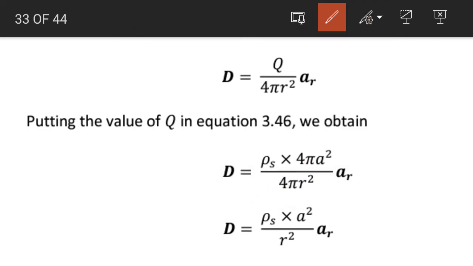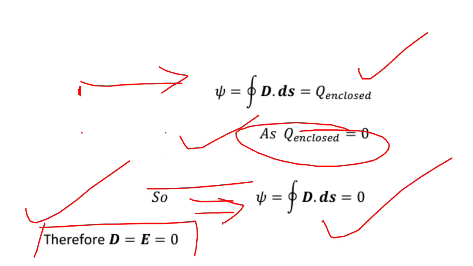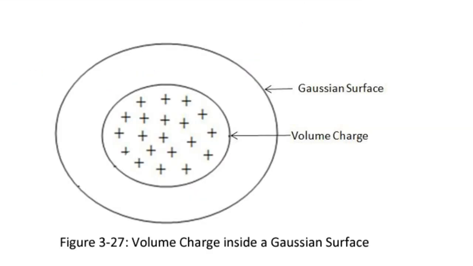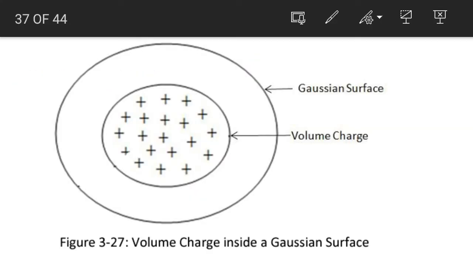Now we talk about the first equation of Maxwell. Let us talk about the first equation of Maxwell. So we assume that the charge is uniformly distributed in a volume. So here is a volume charge.